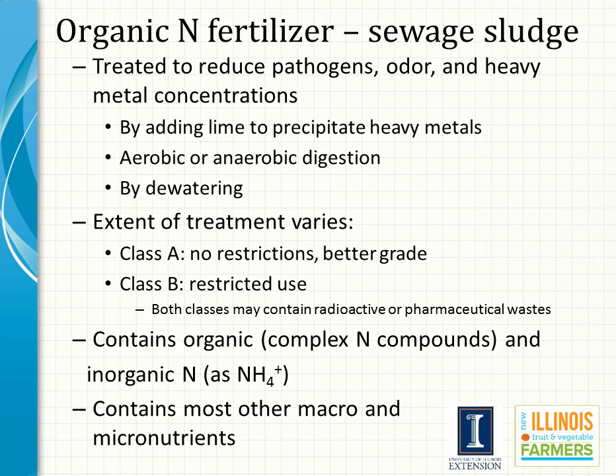Sewage sludge is another organic nitrogen fertilizer of local importance. Sewage sludge is derived from human waste and processed to reduce heavy metal contamination and to improve handling characteristics. There are two classes of sewage sludge. Class A has no restrictions on its use, while Class B is restricted in where it can be applied. Bear in mind that both classes may contain radioactive or pharmaceutical waste derived from materials of origin.